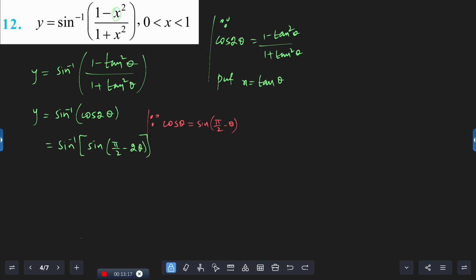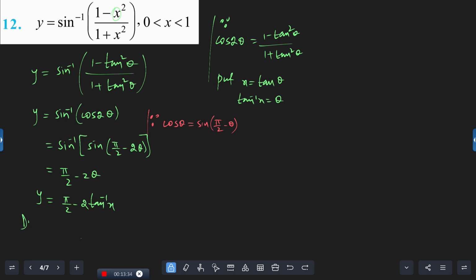Now sin inverse and sin you can cancel. Remaining, I am getting pi by 2 minus 2 theta. What is theta from here? Tan inverse x is equal to theta. So that pi by 2 minus 2 times tan inverse x. This is my y value.